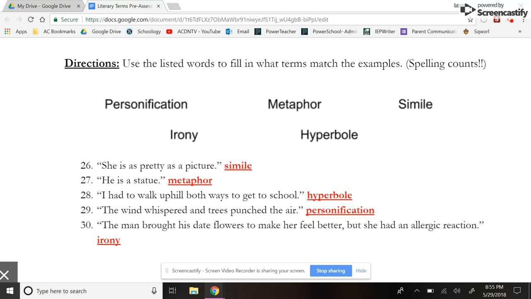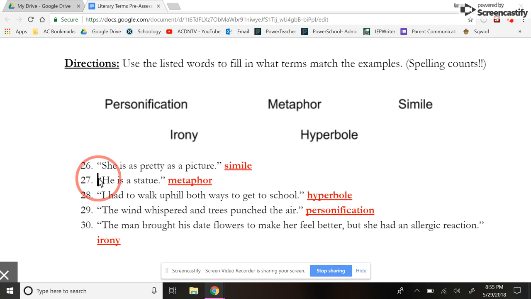For the backside, the directions were to use the listed words to fill in what terms match the examples, and spelling counts since I'm giving you the definitions, and I'm giving you the words. For number 26, she is pretty as a picture is a simile. Again, we see this as, and it's a comparison between she, meaning some girl that we are speaking of, being like a picture. Therefore, we have simile as the answer.